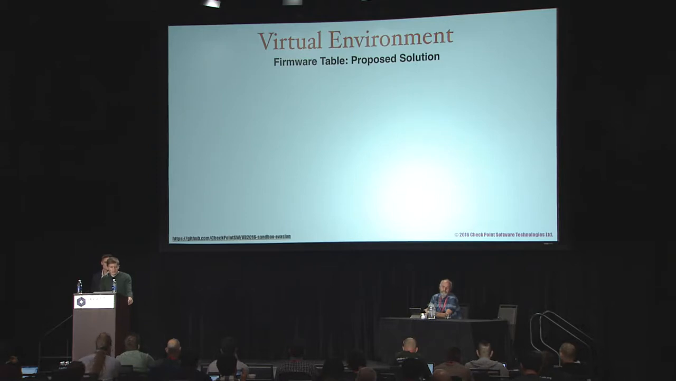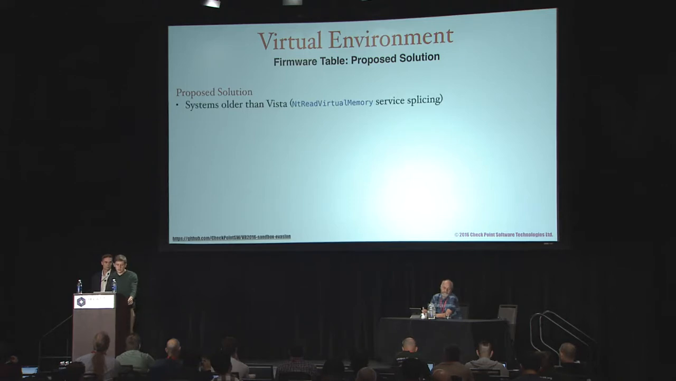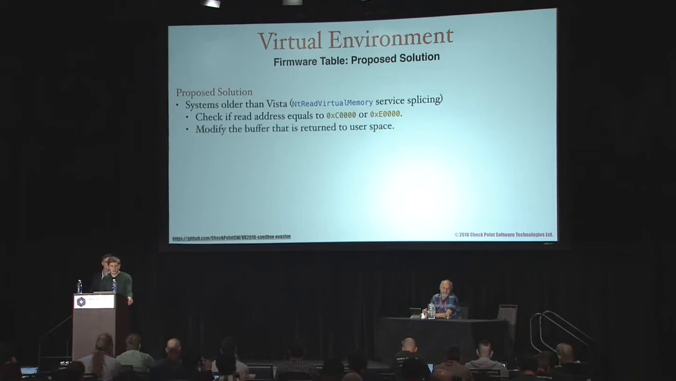As there are two different implementations, the solutions will also differ. On pre-Vista systems, we propose using NtReadVirtualMemory service splicing. You should check if the read address is equal to 0xC0000 or 0xE0000. If it is, then you should modify the buffer which will be returned to user space, by either removing the artifacts or just returning another legitimate buffer here.